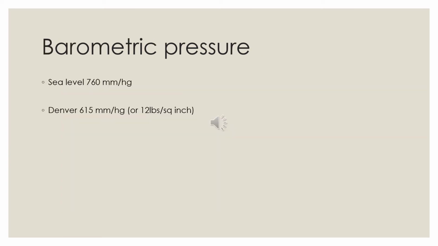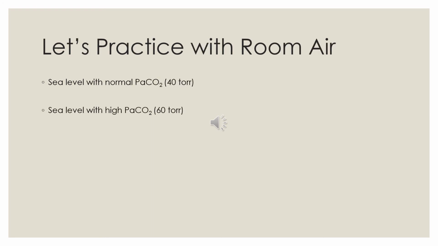And on any given day at sea level, there will be a variance in that 760 millimeters of mercury. I didn't actually put that on there, did I? So weather changes will cause that to change. But these are the numeric values that we're going to use as our baseline. Go ahead and calculate those two out, and remember we're going to be practicing that on room air at sea level. Okay, and there's the two different CO2s, 40 and 60.